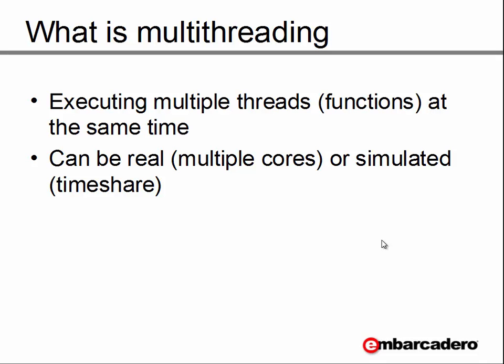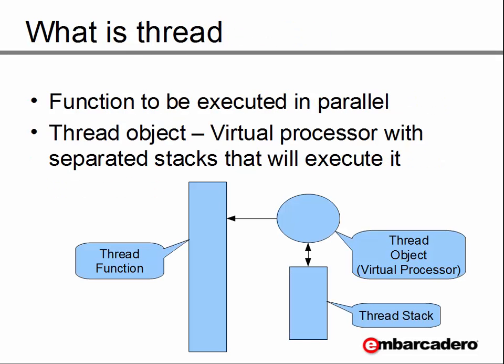What is multithreading? Multithreading is executing multiple threads or functions at the same time within the same process. The multithreading can be real, when we have available multiple processors or cores, or it can be simulated on a single processor through using time sharing or switching the processor between different threads over time. What is a thread? A thread is a thread object or virtual processor which has its own stack and a function which this virtual processor will execute.